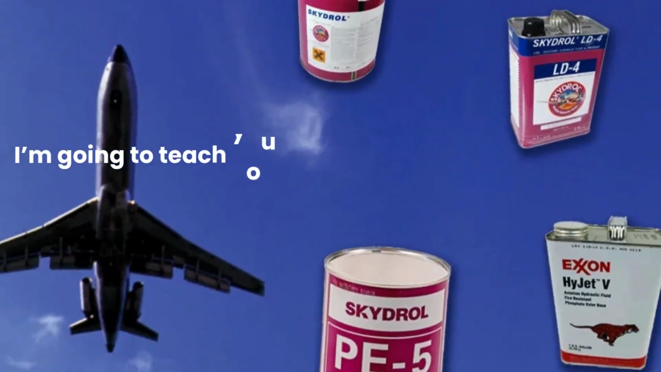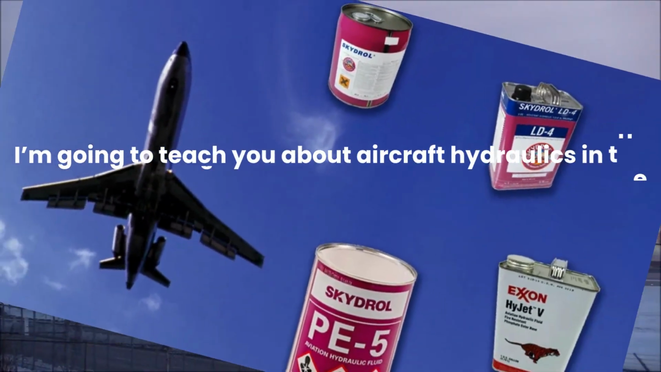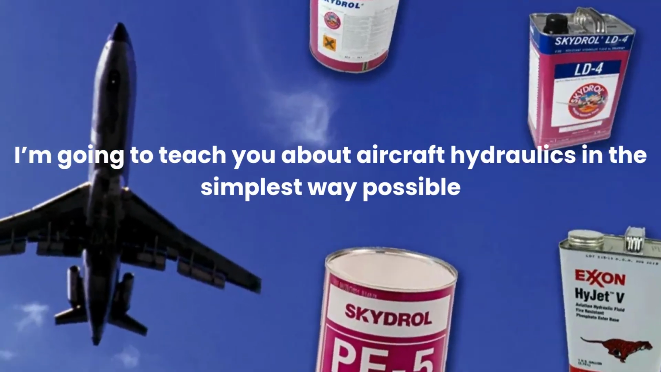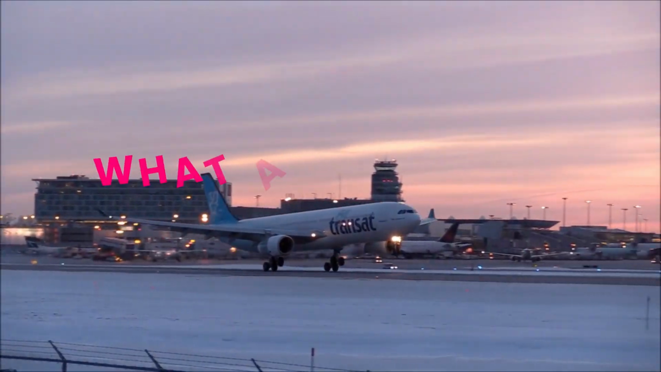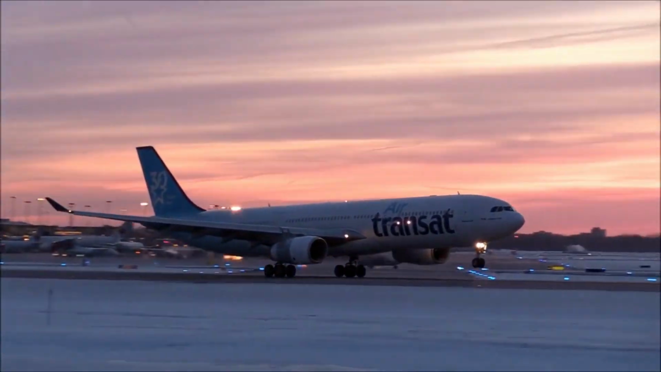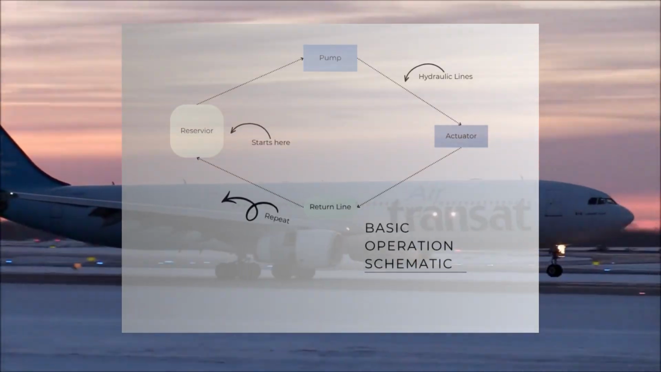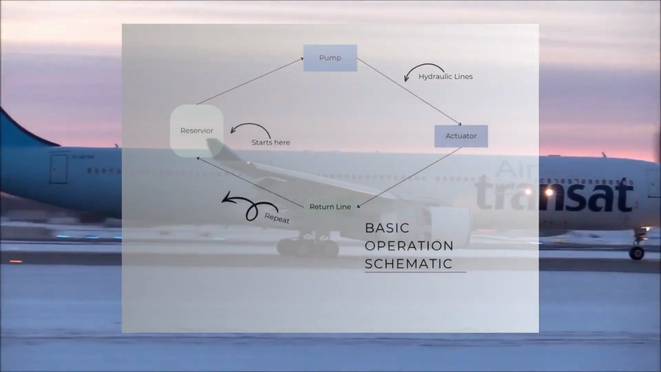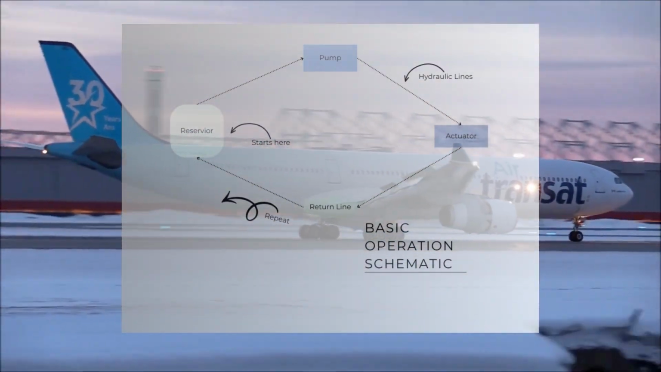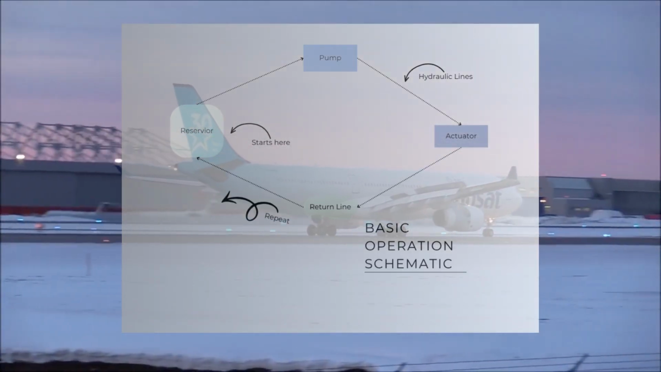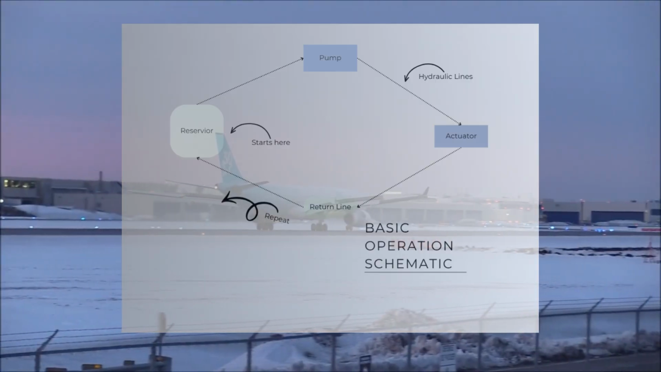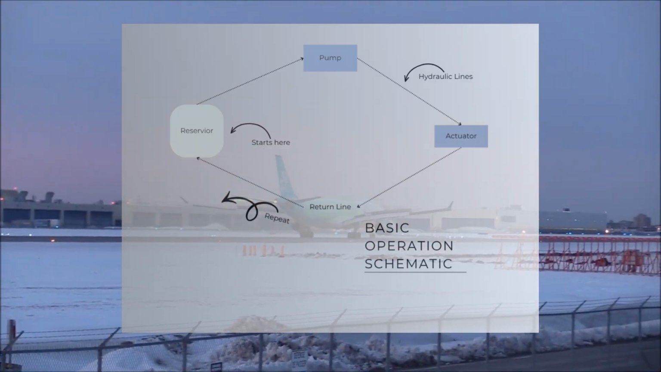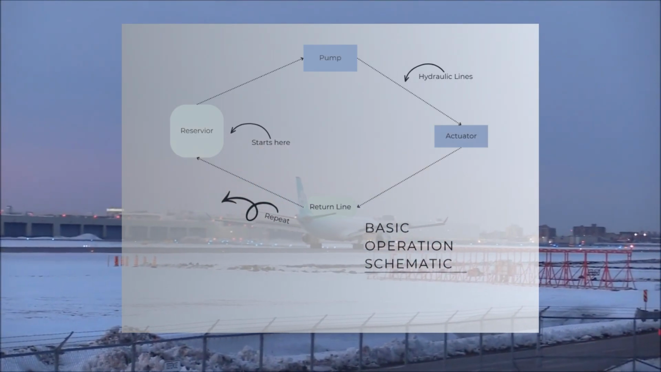I'm about to teach you a core aircraft system in aviation in the simplest way possible. The hydraulic system. What are hydraulics? Let's start simple. A hydraulic system is just a way of using fluid, usually oil, to transfer force. So instead of using electricity or muscle strength directly, aircraft use pressurized fluid to move heavy components.